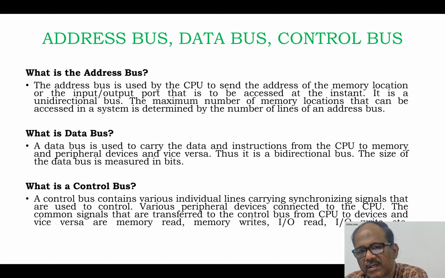Up to the last one. The 0th location, first location, and 0000001 is going to be the second location, and so on. So each location will be identified by an address.